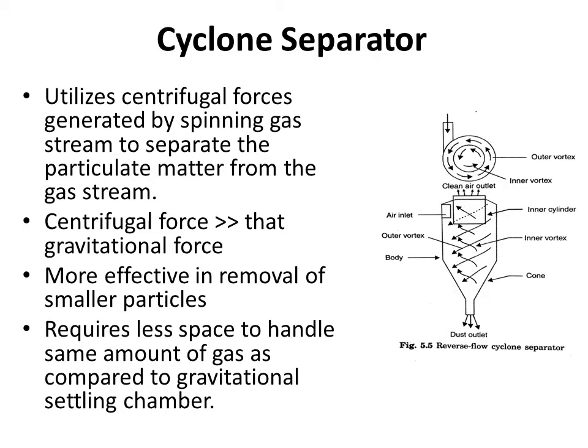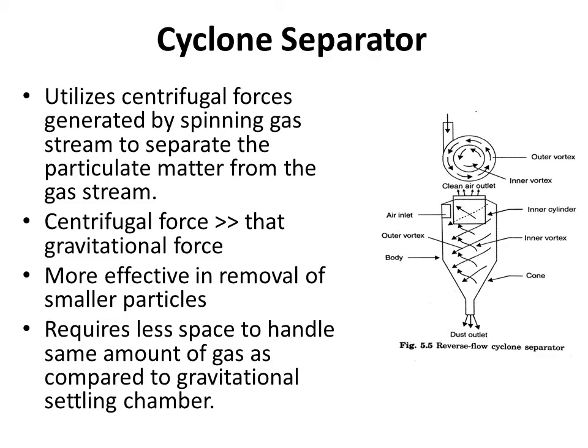The next method for the separation of particulate matter is the cyclone separator. This method utilizes the centrifugal forces generated by the spinning gas stream to separate the particulate matter from the gas stream. That is, when the gas is introduced inside the cyclone separator, it will be subjected to centrifugal force, and the centrifugal force is much greater than the gravitational force exerted on the particles.